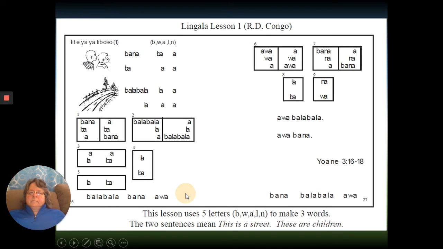So here are some samples of lesson ones. In Lingala from Kikongo, from Democratic Republic of Congo, DRC, we have lesson one, the B, the W, the A, the L, and the N. So there's five letters here. From those five letters, we found picture words: children, and Baba, which means road. Then they also found another word, Awa, which means something like that. So there is the road, there is children. And those five letters are able to make three words.